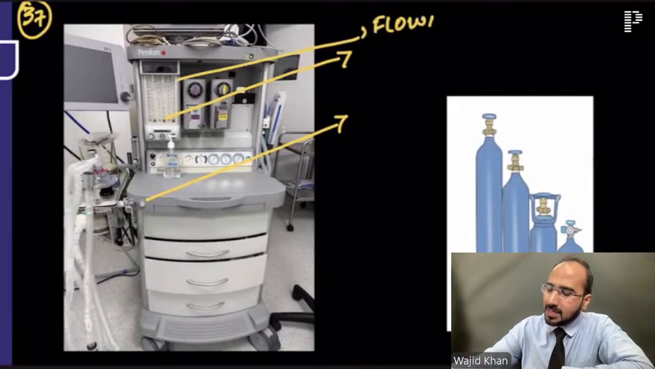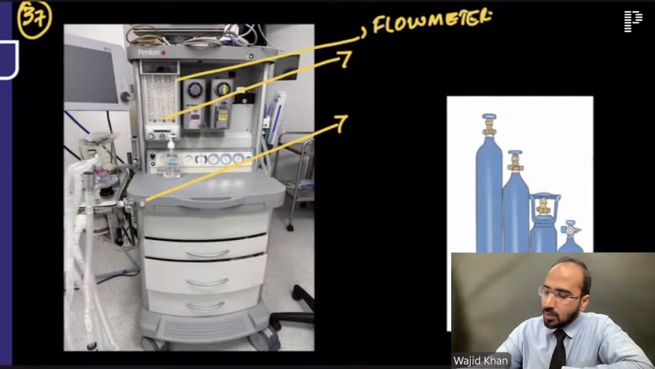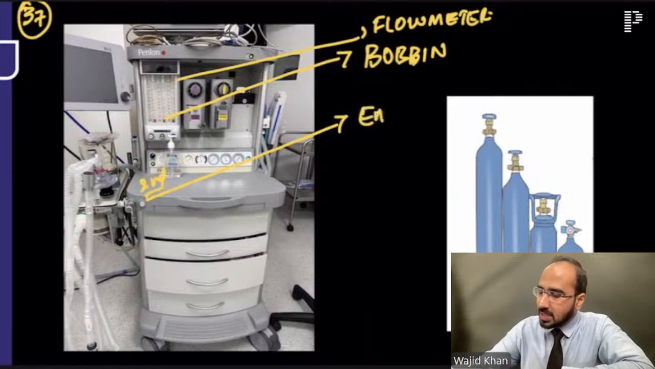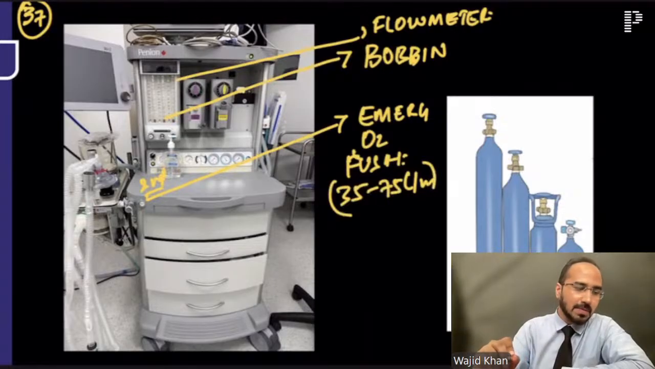On the flow meter, what is the inner structure inside the flow meter, guys? Inside the flow meter, the small structure that indicates the flow rate is called the bobbin. Bobbin indicates the flow rate of the gas. And what is the second thing that I'm asking you about? The second structure is the emergency oxygen flush. Emergency oxygen flush will deliver oxygen at what rate? At 35 to 75 liters per minute.